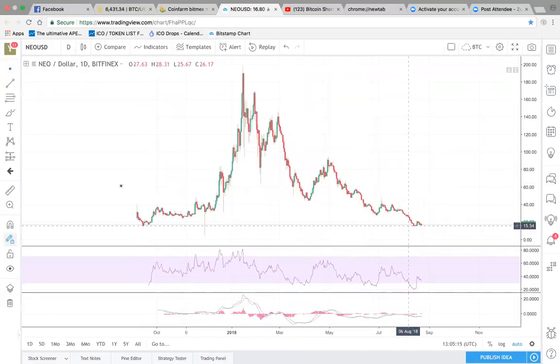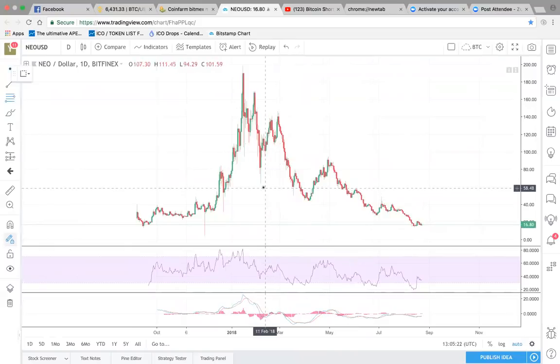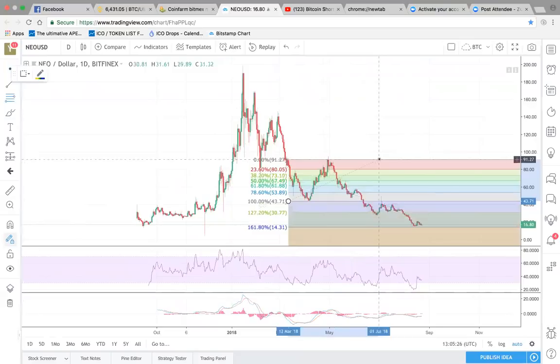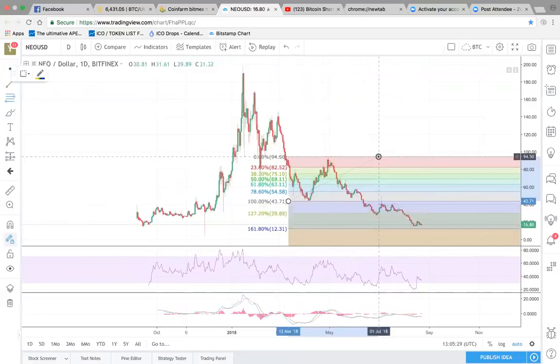So the same thing. Let's have a look at our support zones, our support areas in terms of our fib. If we go from our lowest low, let's use this point here. There's a reason why I'm doing that. Have a look there. Okay. Our lowest low was around $12.31, which we managed to stay just above.